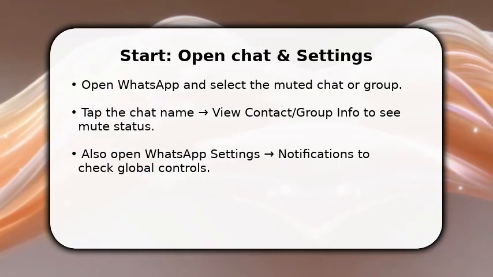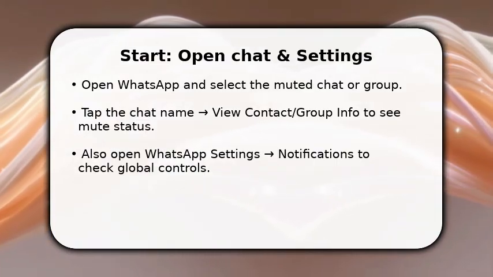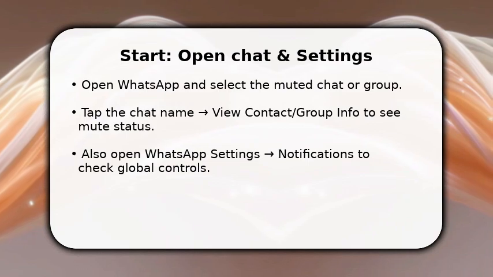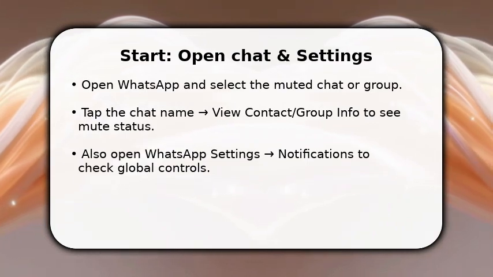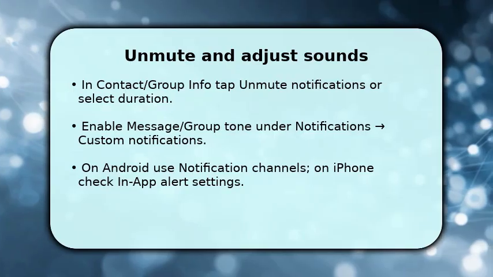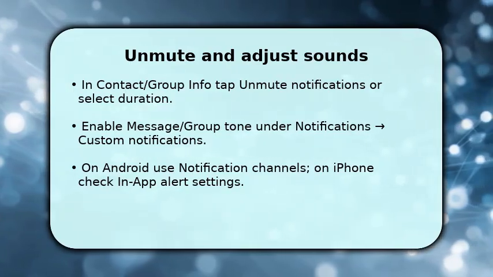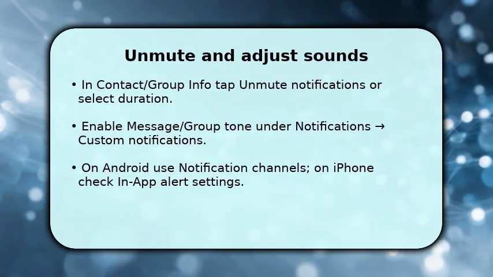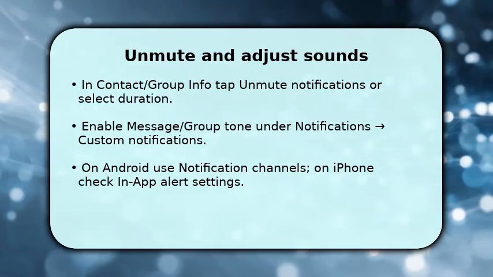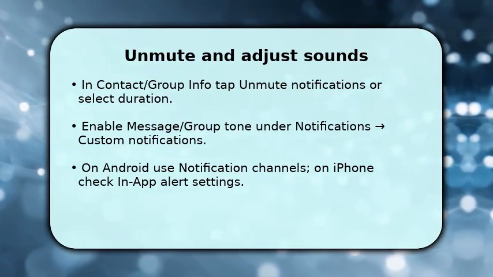Now unmute the chat. In Contact or Group Info, choose Unmute Notifications and set it to Forever or a preferred duration. Once unmuted, open Notifications, right arrow Custom Notifications, and pick a message or group tone so alerts are audible. This ensures WhatsApp level sounds are configured.